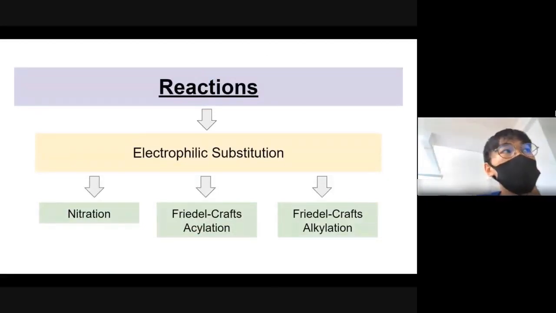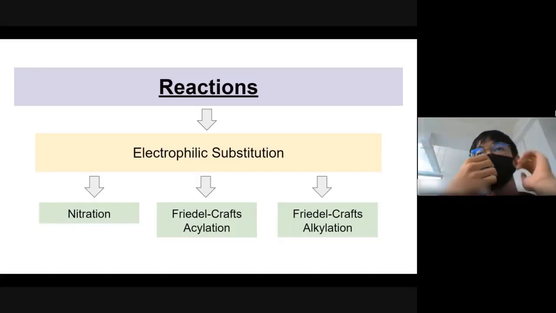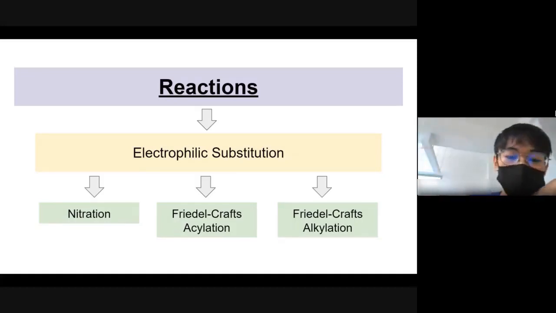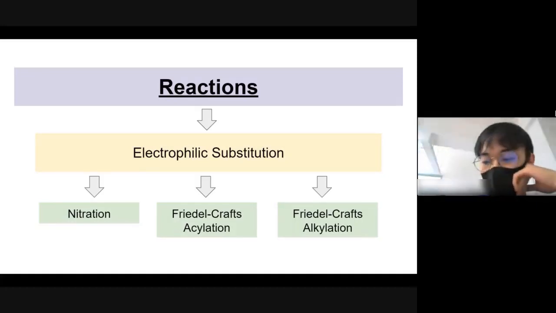So pyrrole actually behaves a lot like benzene, right? It has the two double bonds, but they don't actually act like alkene double bonds. So pyrrole will behave a lot like benzene and it will undergo electrophilic substitution, right? And the three reactions that we were required to know under the previous syllabus were nitration, acylation, and alkylation.